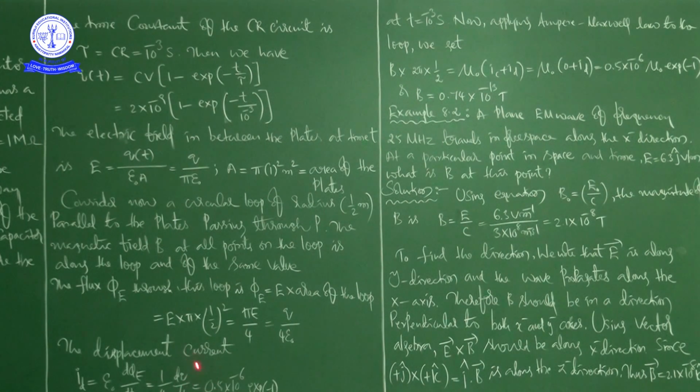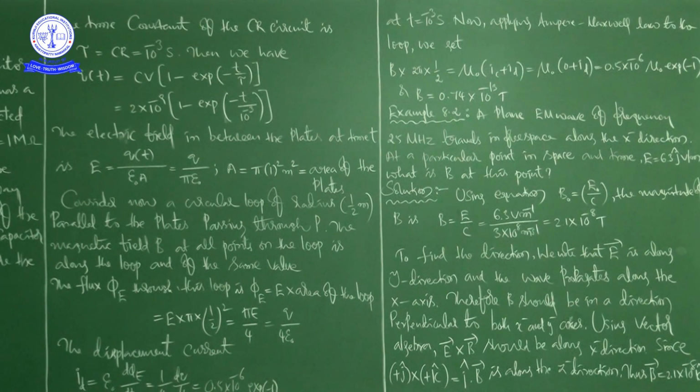That is equal to 0.5 into 10 to the power of minus 6 times exponential of minus 1. Now what I am saying is, at t equal to 10 to the power of minus 3 seconds, this is the value of ID.